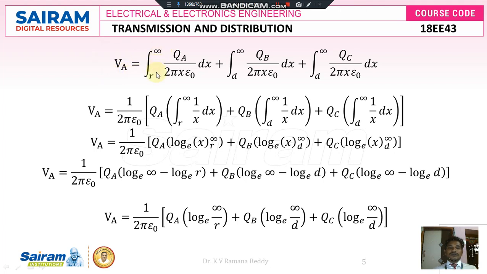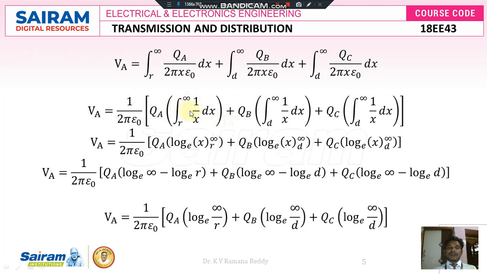Therefore VA is equal to the integral from r to infinity of QA divided by 2 pi x epsilon naught dx, plus the integral from d to infinity of QB divided by 2 pi x epsilon naught dx, plus the integral from d to infinity of QC divided by 2 pi x epsilon naught dx. These three terms relate to the three conductors. Taking QA divided by 2 pi epsilon naught as common, the remaining equation is QA integral r to infinity of 1 by x dx, QB integral d to infinity of 1 by x dx, QC integral d to infinity of 1 by x dx.